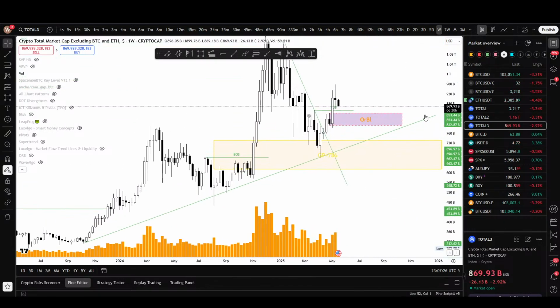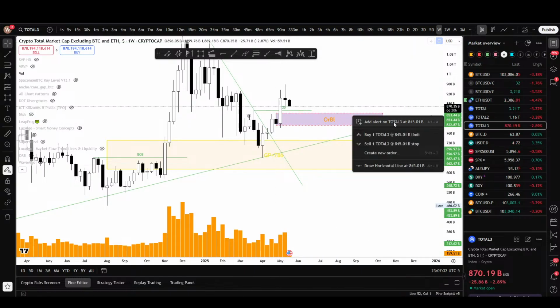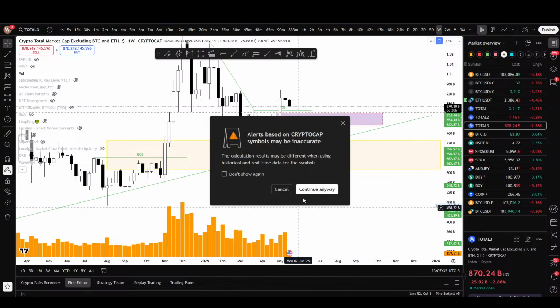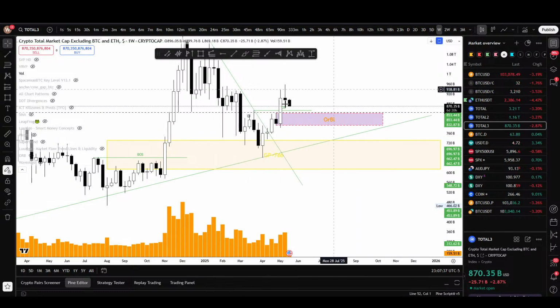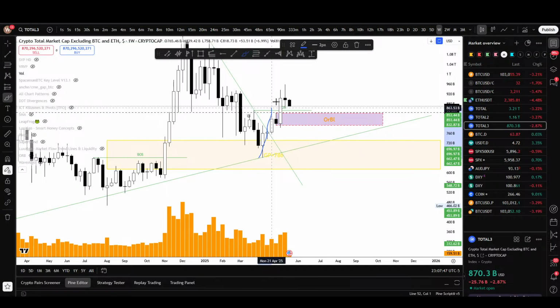So I would assume that we're probably coming back down to test this, and if you put an alert here and you buy some smelly altcoins when it gets down to this level, you're probably gonna be just fine. As long as we don't lose this trend line, or lose these lows, then your weekly structure is intact. You're looking for break of structure to the upside, mitigation.